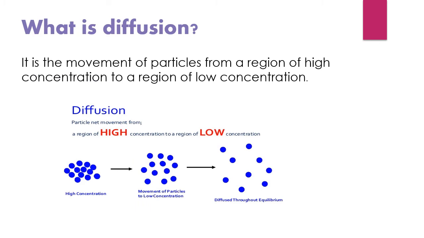What is diffusion? It is the movement of particles from a region of high concentration to a region of low concentration. Here we have high concentration. The particles are very crowded, very close to each other. Then they spread out to the low concentration area. So diffusion is the movement of particles from a high concentration area to a low concentration area.